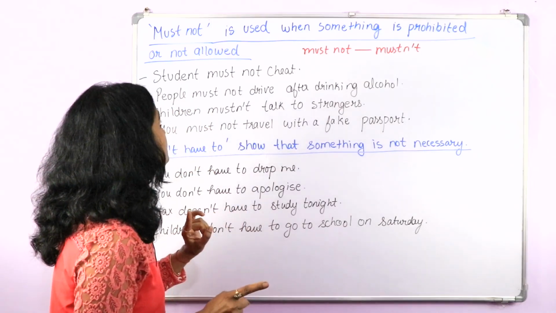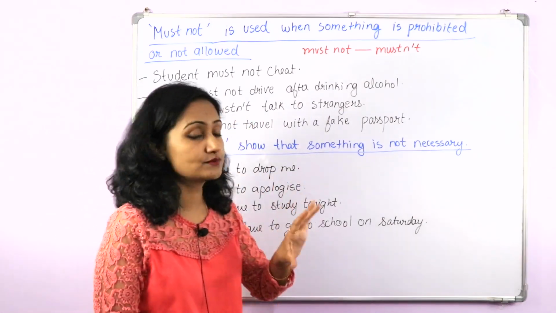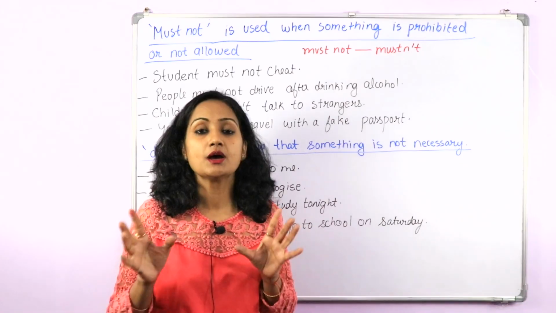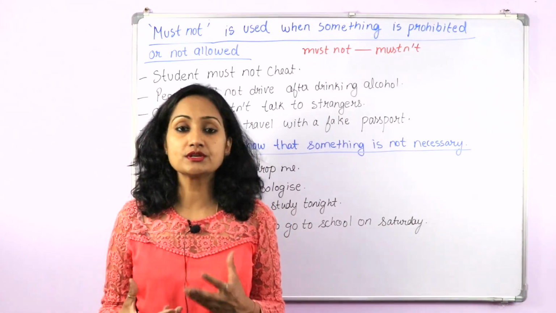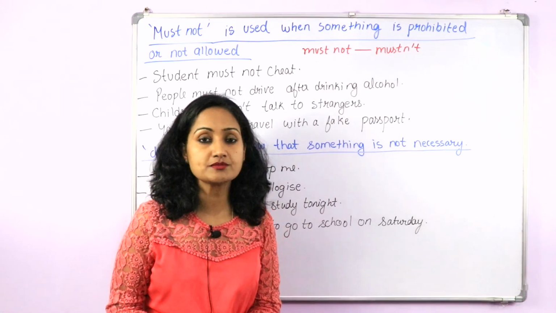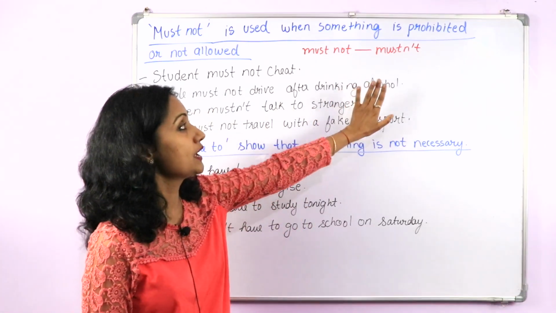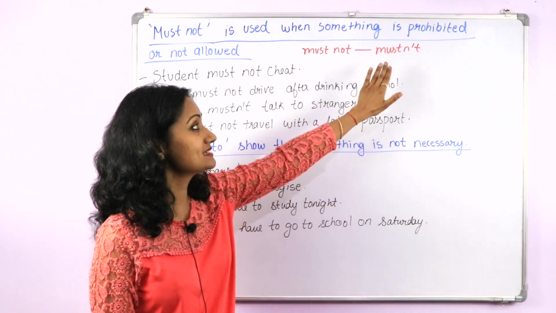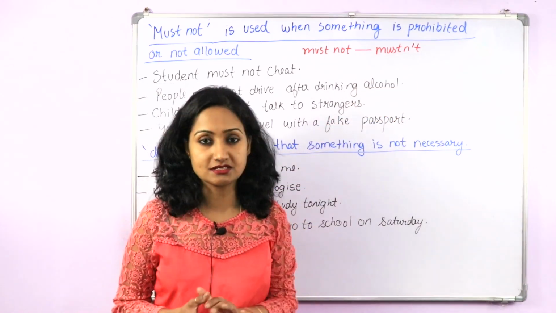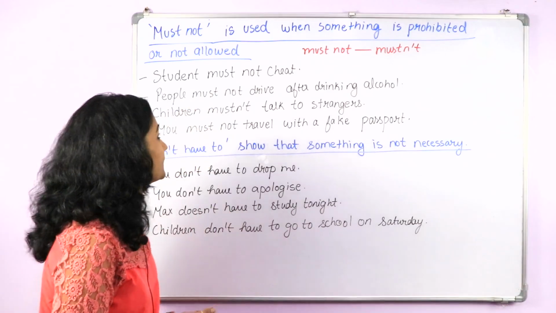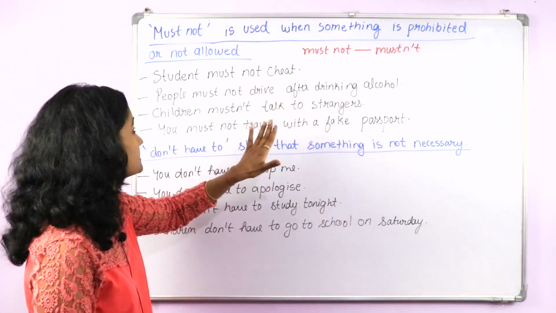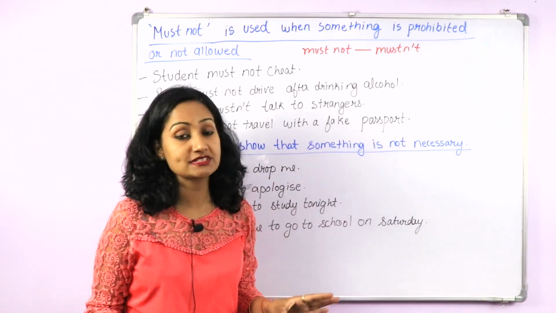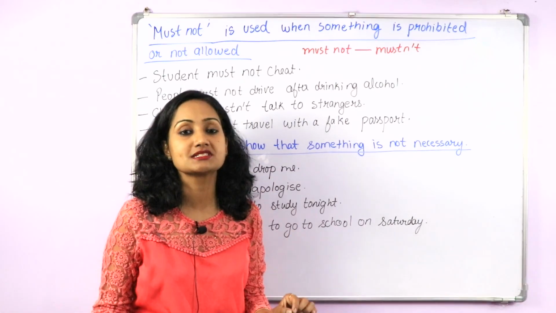So when we have to use must not, the rule is same: subject plus must not plus first form of the verb, and generally we use contractions with modal verbs. So must not is mustn't, M-U-S-T-N-'-T, mustn't. Okay, now we use must not when something is prohibited or not allowed.